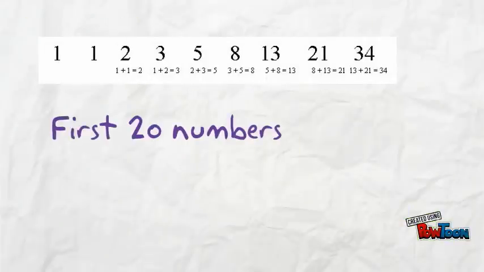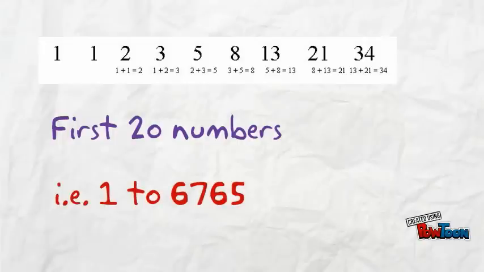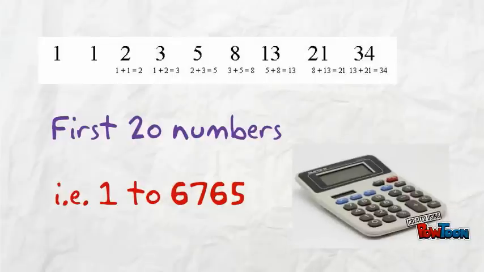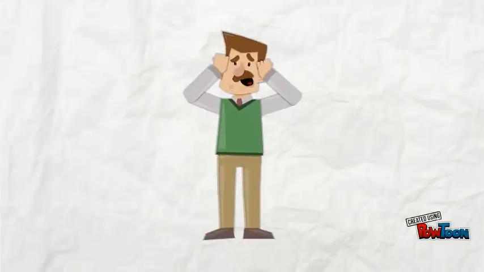Then have the children calculate the first 20 numbers in the sequence on a worksheet, that is 1 to 6,765. A calculator could be used for the very large numbers, as the main idea behind the process is accuracy, because one mistake will mean the rest of the sequence will be incorrect.